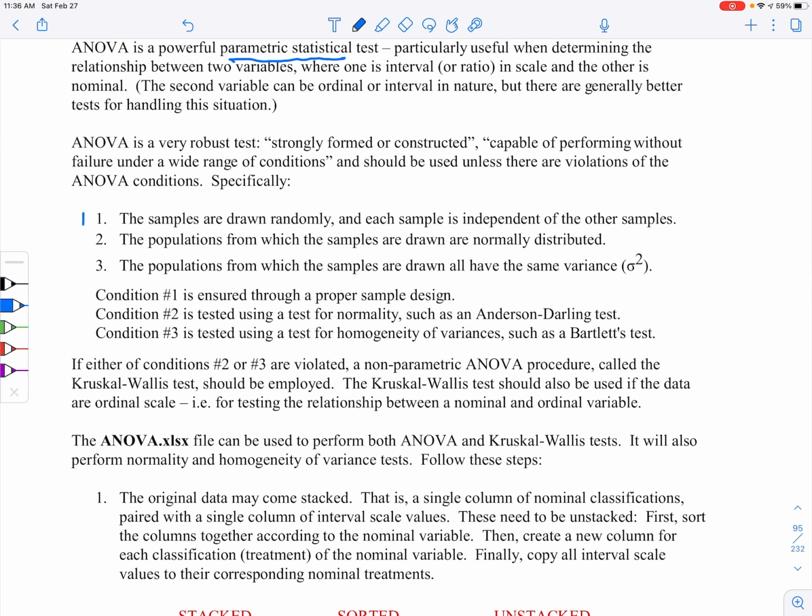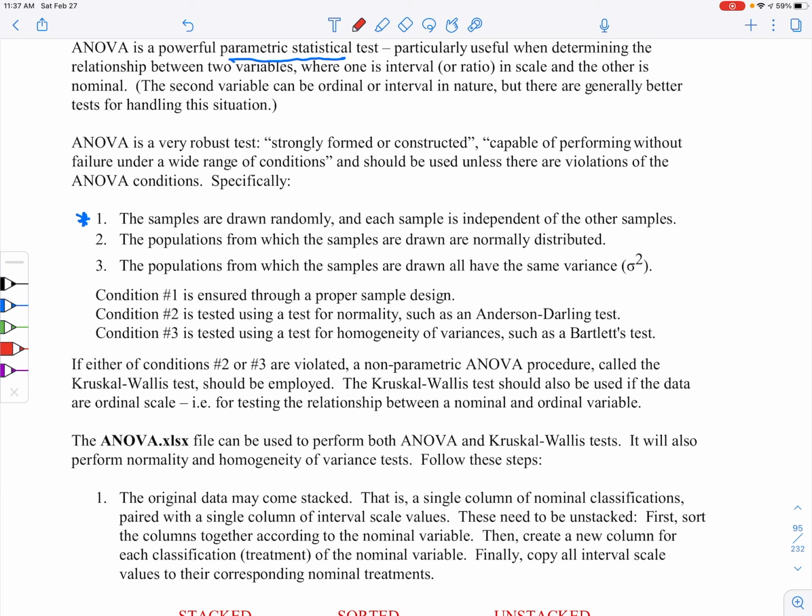Number 1 is a standard kind of statement for any statistical test. So it doesn't matter whether it's Anova, it could be a test of independence, it could be just a single hypothesis test that we learned about in our first stats course, and that is that the samples are drawn randomly and each sample is independent of the other samples. So in other words, a good sample design. And so that's just kind of a standard statement. If you don't have that one, you can't really do any statistical tests.